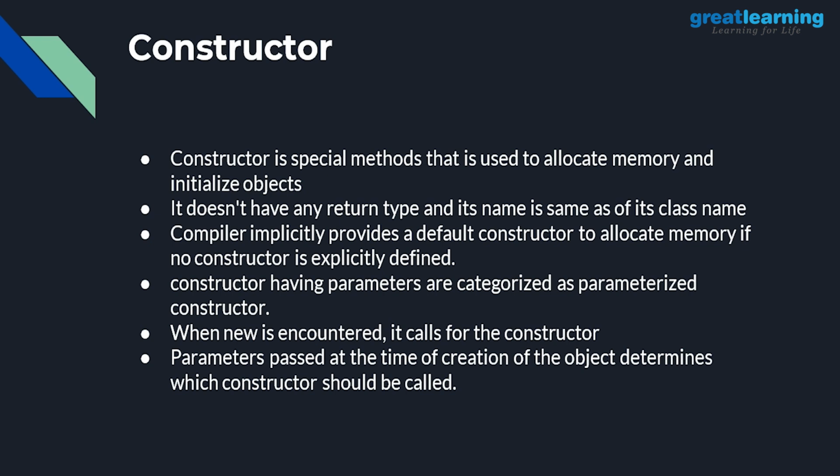The compiler implicitly provides a default constructor to allocate memory if no constructor is called explicitly, right? So if we haven't defined any constructor, a default constructor is provided to us by the compiler automatically. Constructors having parameters are called parameterized constructors. When new is encountered, it calls the constructor.